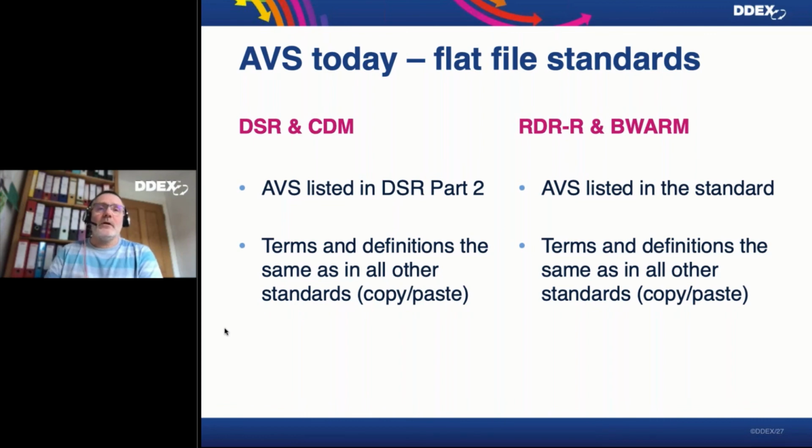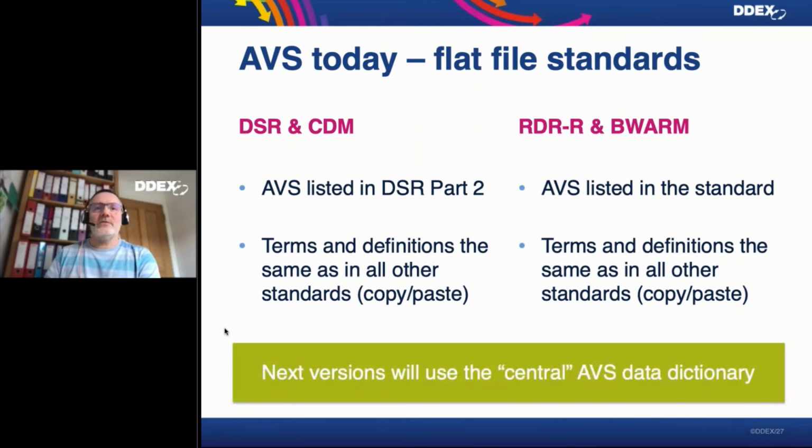Yet, they list the allowed values just in a Word document in a table at the end of the standard, or in DSR and CDM, it's a separate part of the standard, whereas in Radar and BWARM, it's actually listed in the standard, which is basically a copy-paste job from the data dictionary. Which also means, first of all, it's work to copy-paste it over, and secondly, it cannot be updated. So if there is a new use type, the DSR standard would need to be updated if they want to be able to report that.